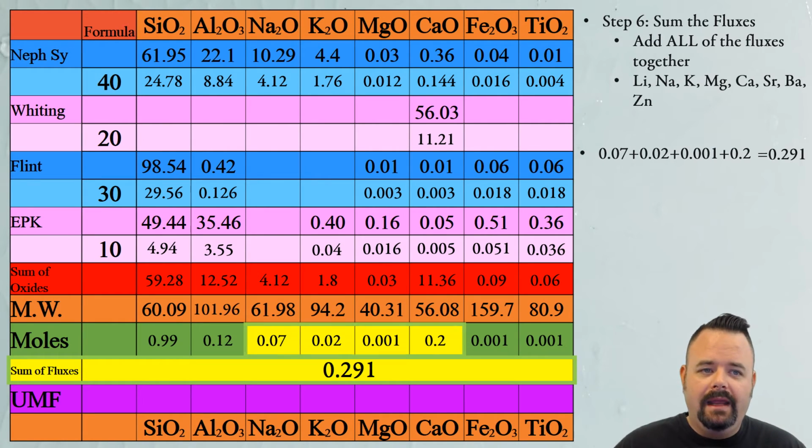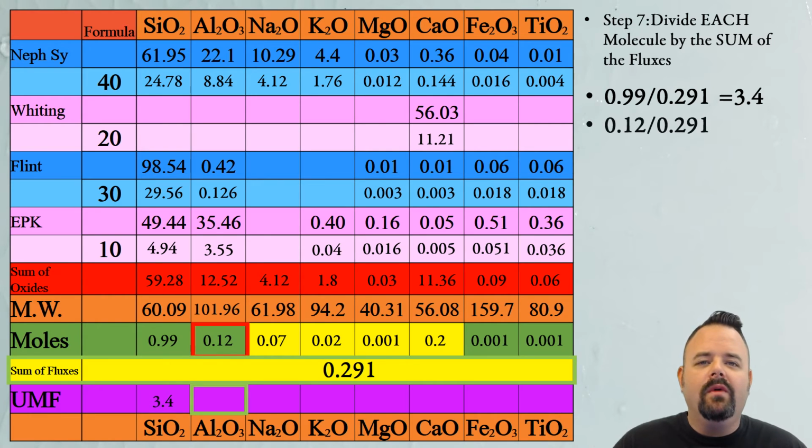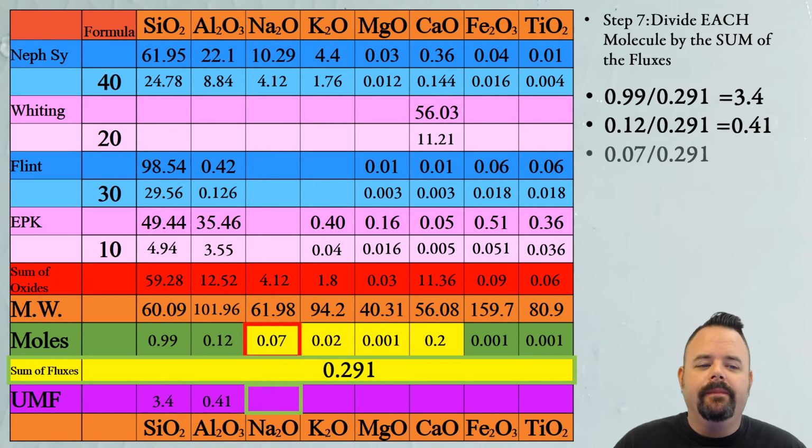Okay, ready? Here's the last step. We divide each and every molecule by the sum of the fluxes, including the fluxes themselves, and that's important. So we start off with silica. 0.99 divided by 0.291 equals 3.4. Move on to alumina. 0.12 divided by 0.291 equals 0.41. Move on to sodium. 0.07 divided by 0.291 equals 0.24.